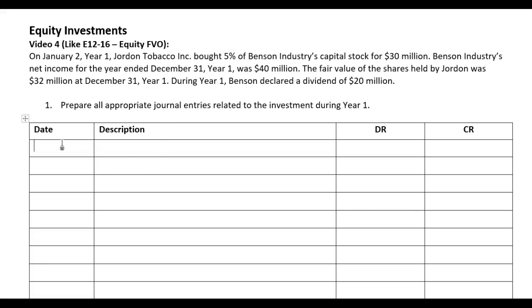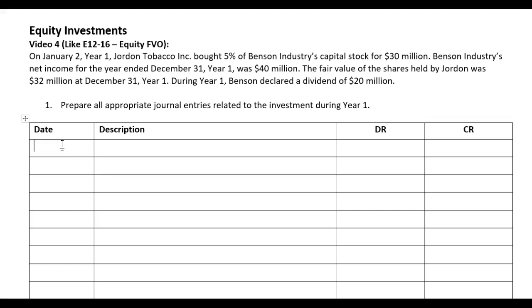Now here we're only buying 5%. So we're going to use the fair value option, or the fair value through net income approach, as it is known, which acts like a trading security actually. So on January 2nd of year 1, Jordan Tobacco bought 5% of Benson Industries capital stock for $30 million. Benson Industries net income for the year ended December 31st, year 1, was $40 million. The fair value of the shares held by Jordan was $32 million at December 31st. During the year, Benson declared a dividend of $20 million.